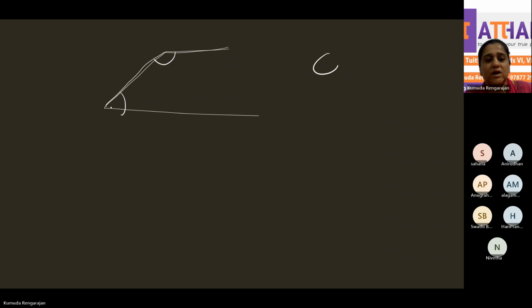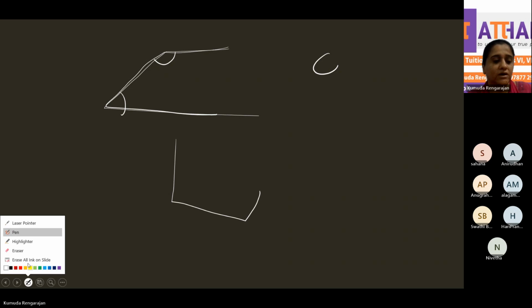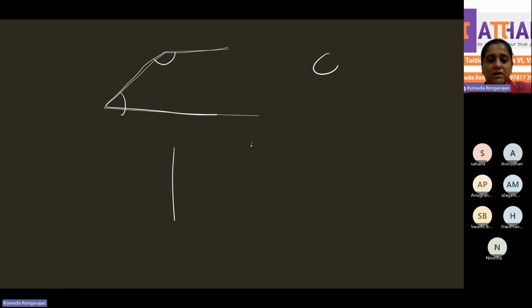Co-interior angles, you'll find a C kind of thing like this here. These are co-interior angles. Co-interior angle is like C, no? So normally it looks like that C only. Rotate this, so it can be like this also. If these two lines are parallel, you can take this as the transversal. These are co-interior angles. Rotate C. So like this also, you can find them.